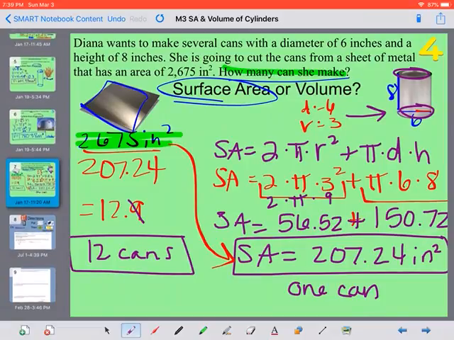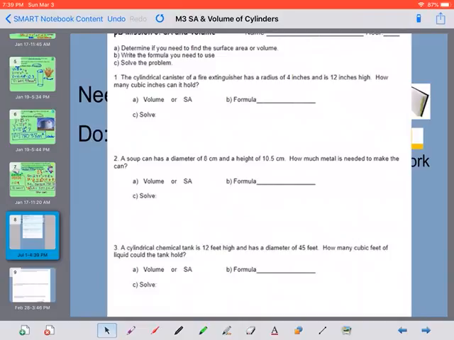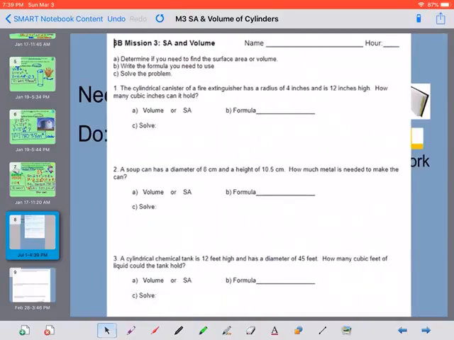Alright, your homework, you have to decide whether you are looking at volume or surface area. Circle your answer, write down the formula, and then actually solve it. Okay? You have 4 questions on the front.